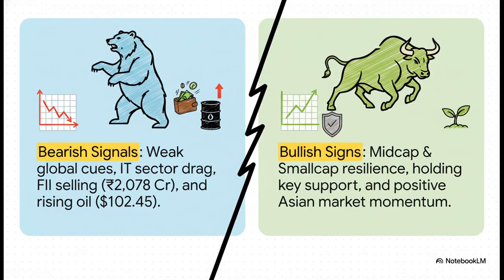So here's the thing. You've got to show both sides of the coin. On one hand, the bears have a ton of ammo right now. You've got weak global cues, that IT sector is a huge drag, foreign investors sold off over 2,000 crore rupees, and oil is sitting uncomfortably high at over $102 a barrel. Yikes! But, on the other hand, the bulls aren't out of the fight. They can point to that surprising strength in the mid and small caps, plus the fact that we're still holding above that key support level. Giving this balanced view is absolutely essential.